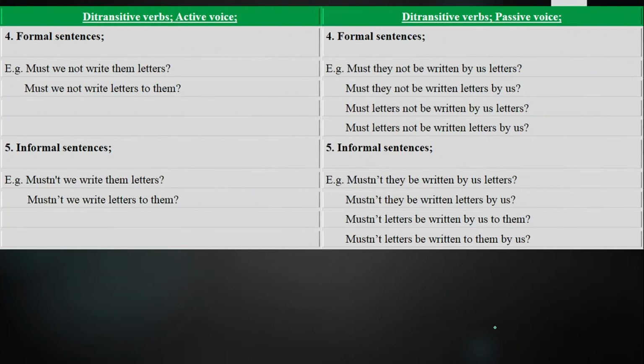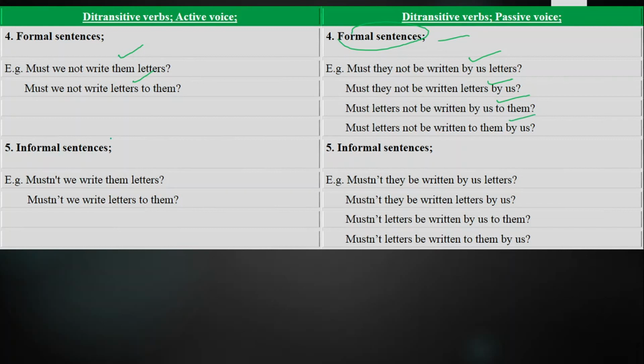Now we will be discussing the formal sentences of the ditransitive verb write in modal auxiliary verb must. Must we not write them letters? Must we not write letters to them? There are 4 ways to change the formal sentences, which are sentences in which we ask a question, deny the statement, and ask in a formal and polite way. Must they not be written by us, letters? Must they not be written letters by us? Must letters not be written by us to them? Must letters not be written to them by us?